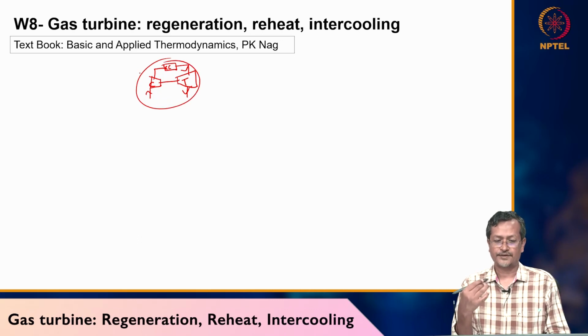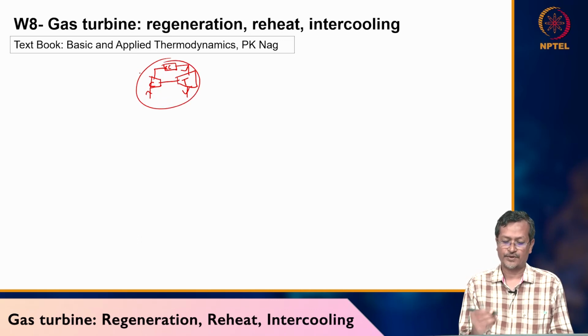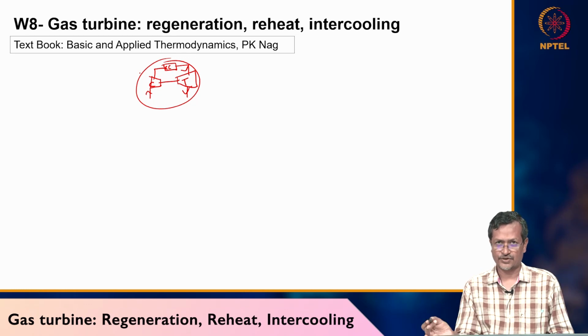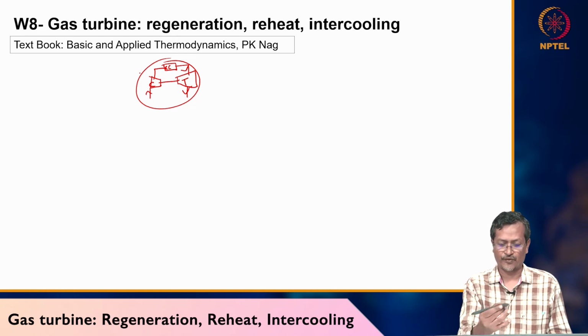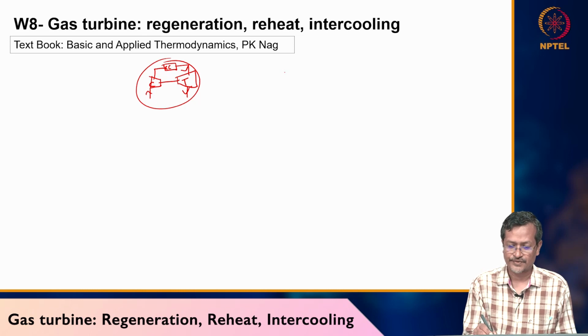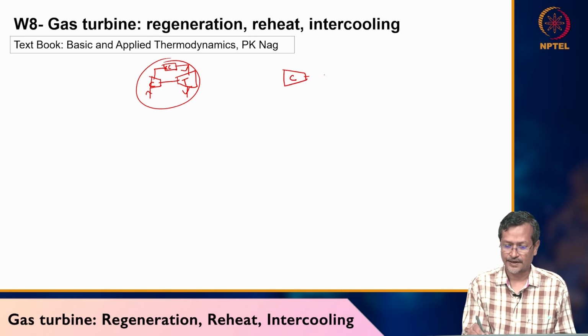Now we will try to discuss the regenerator. What is a regenerator? Regenerator means you are using exhaust heat to improve system performance. So how does it work? Let's say first draw a line diagram. Compressor connected to one turbine.